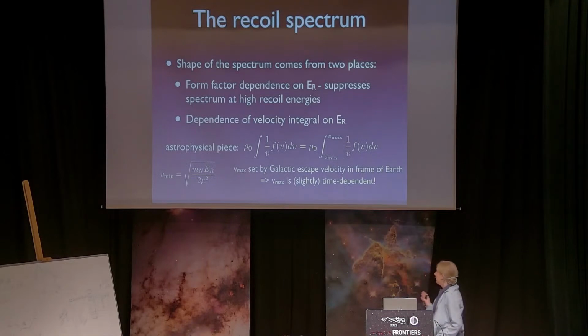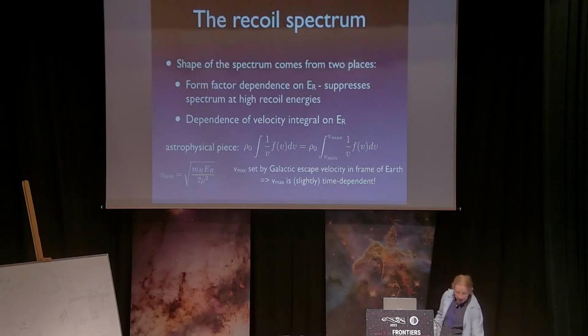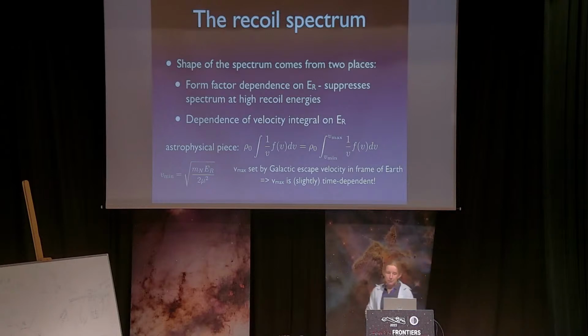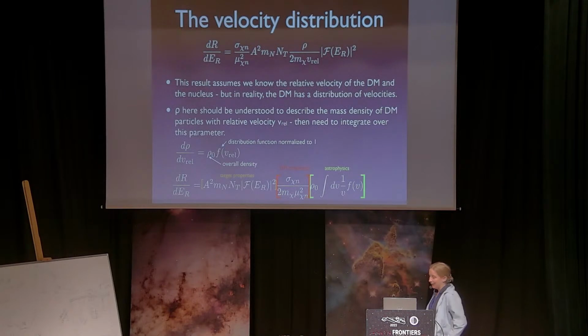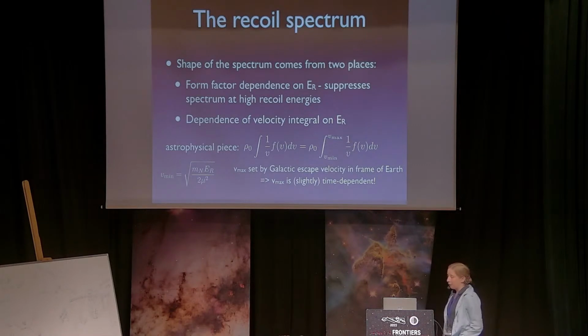So this is how to calculate our spectrum of recoils as a function of energy. Let's take a closer look at what it should look like. The shape of the spectrum is going to come from two places. So where is the actual E_R dependence in this expression? There's some E_R dependence here in the form factor. That's going to matter particularly at high recoil energies. It tends to suppress the spectrum and add structure at high recoil energies.